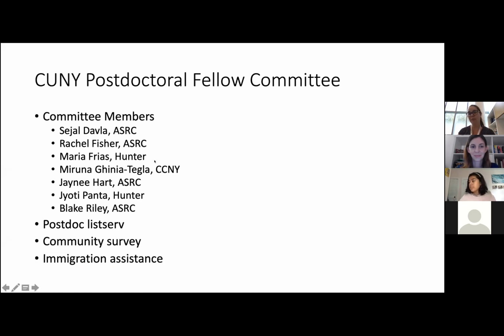But in the meantime, we have worked with the Office of Research at CUNY Central to set up a postdoc committee that includes these members, many of whom I think are on the call today, who are getting together and creating ideas and reaching out to the postdoc community here at CUNY in order to help develop networking opportunities, professional development opportunities, and really help to inform what the needs are that are specific to postdocs that we can help to address. So some of the early things that they're going to be working on and we're going to be helping to support is we've already started to create a postdoc listserv, and a community survey to figure out what those needs are.